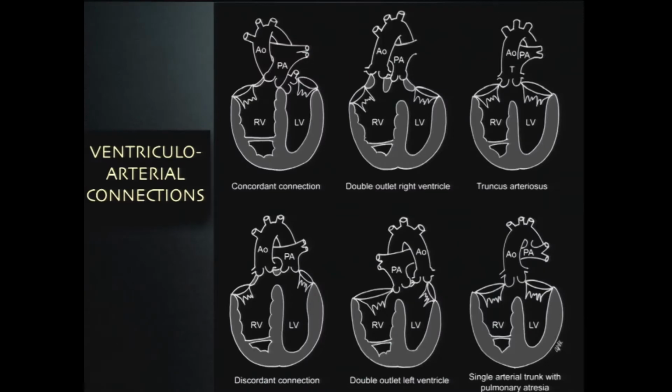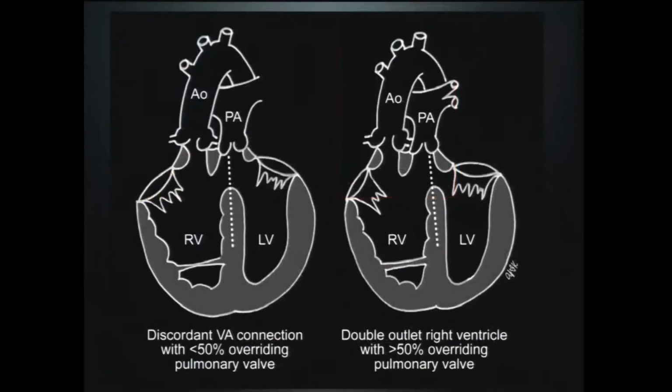As you know, the ventricular arterial connection, you have multiple different types. This is a concordant VA connection, RV to PA and LV to aorta is normal. And then you can have RV to aorta and LV to PA. This is a discordant connection, which we usually call transposition. And then this is double aortic right ventricle, this is double aortic left ventricle, and so forth. So in that regard, double aortic right ventricle is simply one form of ventricular arterial connection.